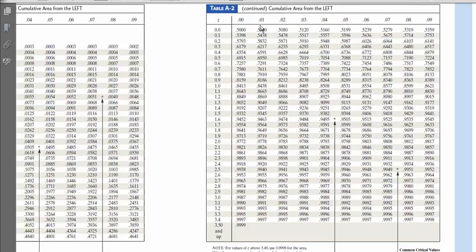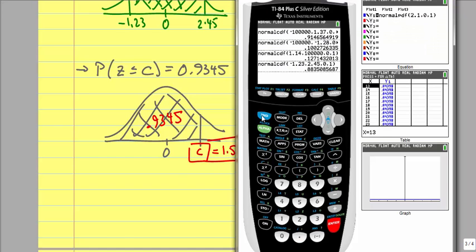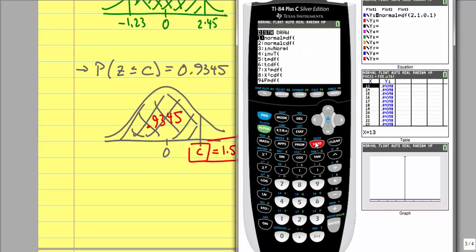So that means I'm 1.51 standard deviations above the mean to create this value. So the value of c that will make this true is 1.51. Now how would you do this on your calculator? On your calculator, we're not going to use the second DISTR and then normal CDF. What we're going to do is come down one more to inverse normal. Okay, so we're going to be looking at inverse normal.